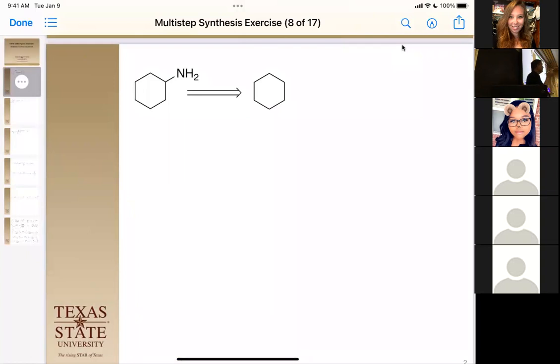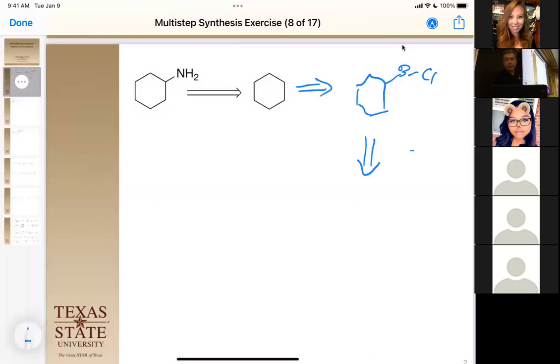I think, yeah, radical is the only way we can get on there. So we're going to back that up to give us something with a leaving group on here. So let's put bromine or chlorine. And we know how to make that, right? We're just going to add bromine or chlorine and peroxides, right? So then the next thing we'd have to do is attack it with a nucleophile. And that'd be NH3 here.